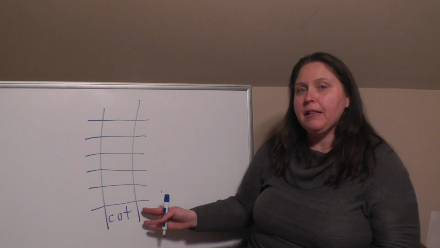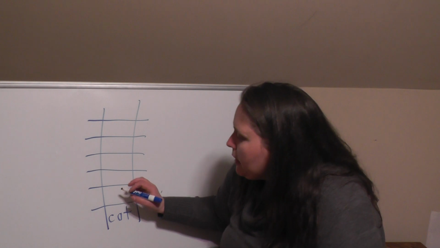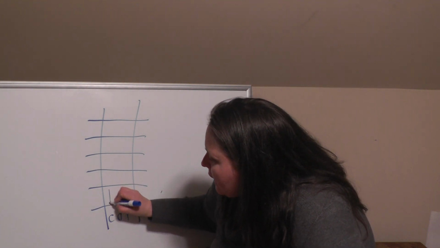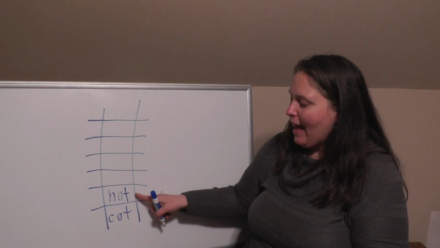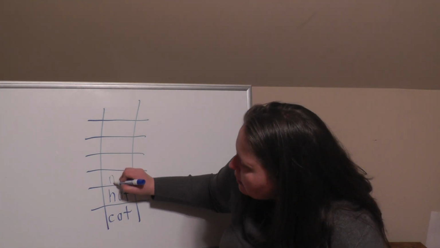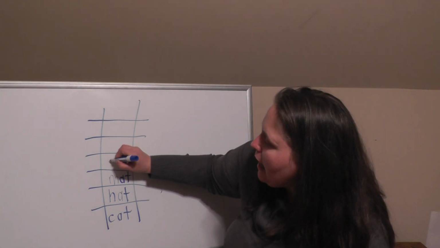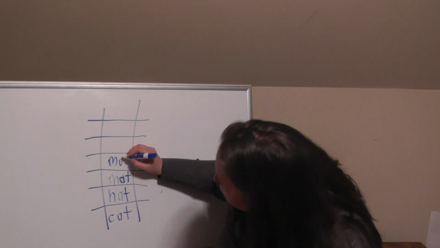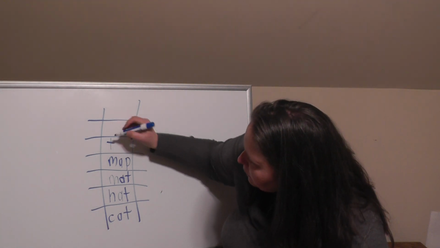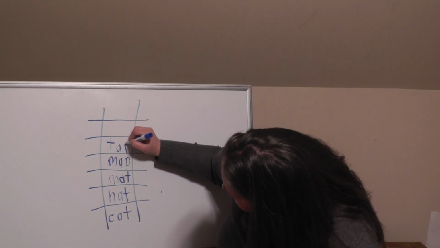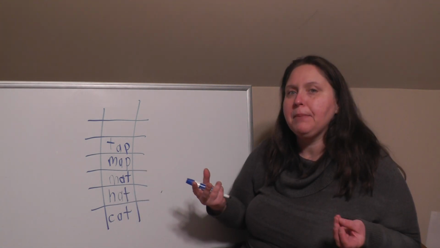We're just going to play with it, and we're just going to change it as we go up the rungs of the ladder. So I'm going to take cat, and if I can spell cat, then I can spell hat. If I can spell hat, I can spell mat. If I can spell mat, I can spell map. And if I can spell map, I can spell tap. So it's just changing one letter each time and manipulating those words.